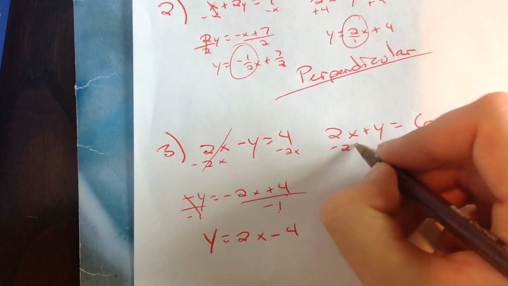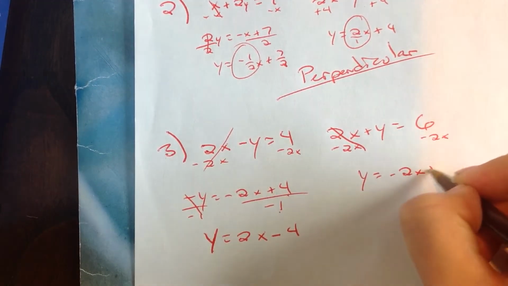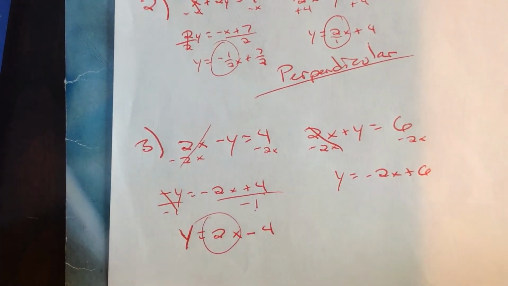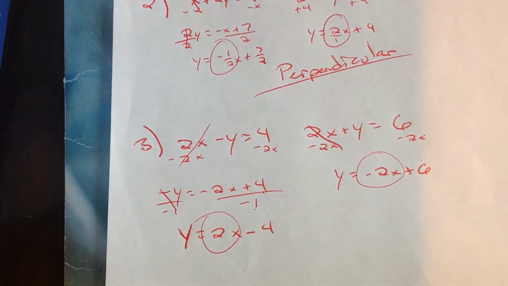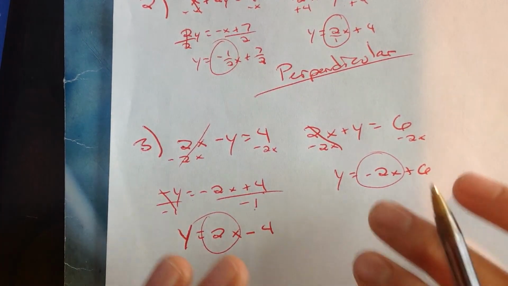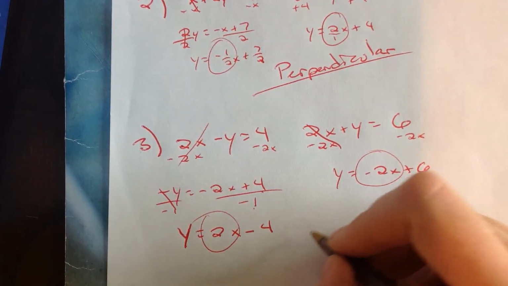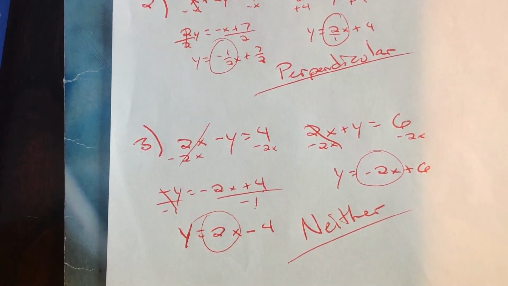Our second equation, all we have to do is subtract the 2x over. So one of our slopes is 2, and one of our slopes is -2. So they aren't reciprocals, they aren't flips of each other, but they also aren't the same number. So if both of these were -2 or both were +2, we'd have parallel. If one was a negative reciprocal, we'd have perpendicular, but since it doesn't fit either case, this is also a neither.